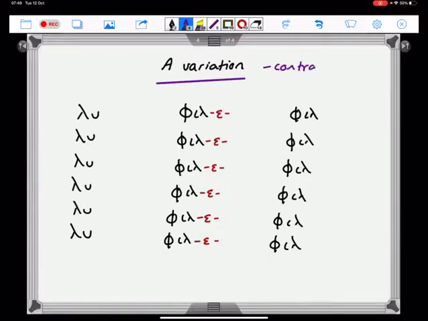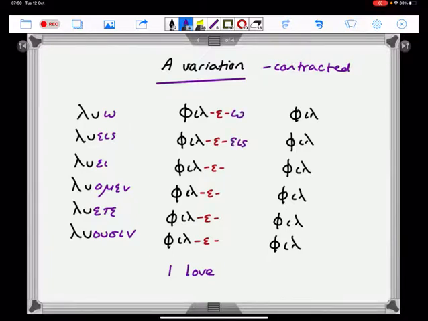Contracted verbs have a vowel in the middle that then has to be absorbed into the overall word and contracts with the endings. So if we take luo, can you remember the endings? Luo, lueis, luei, luomen, luete, luousi. And we put them on the end of phileo. Phileo means I love, one of the loving words in Greek. Phileo, phileeis, phileei, phileomen, phileete, phileousin.